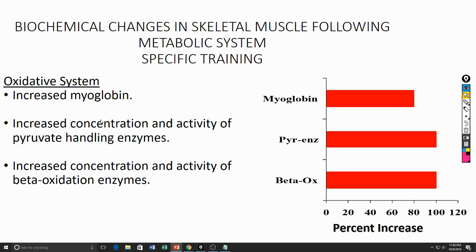Alright, so more things here. This is in the oxidative realm. Myoglobin. Myoglobin is responsible for sequestering oxygen within a muscle cell. Pyruvate handling enzymes, the enzymes which help to catalyze getting pyruvate to become acetyl-CoA. Beta oxidation enzymes. All of them very, very large increases. Taken together, this will increase the capacity of aerobic metabolism greatly.